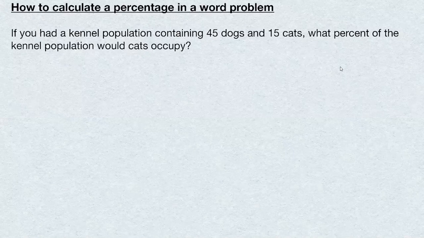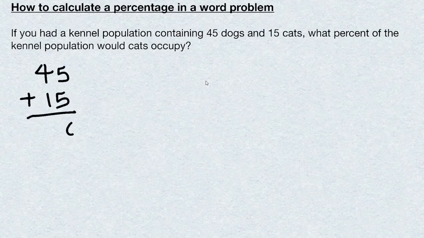If you had a kennel population that contained 45 dogs and 15 cats, what percentage of the kennel population would the cats occupy? So in order to do this kind of problem, you actually need to know how many total pets are in this population. So I'm just going to go ahead and add 45 to 15, and that is 70. So I've got 70 total animals in this population.